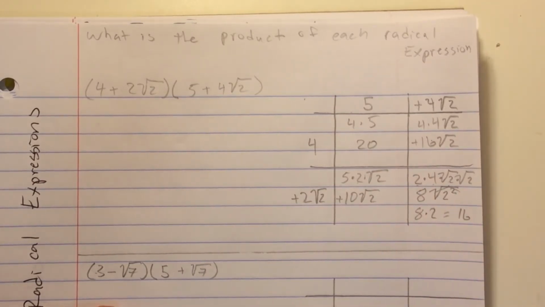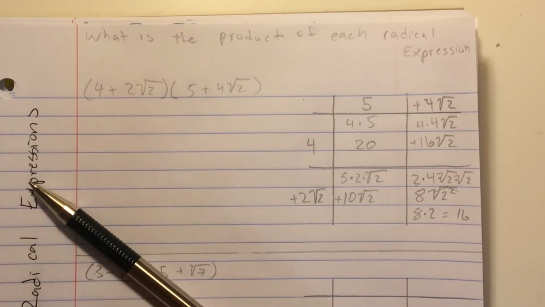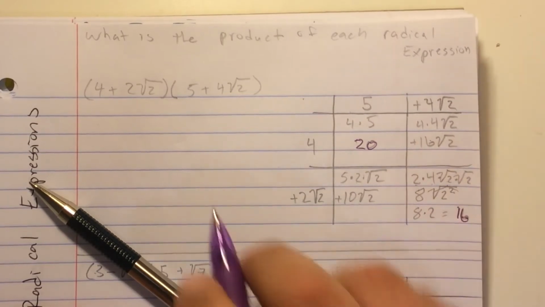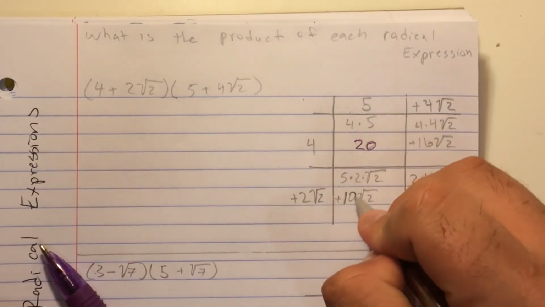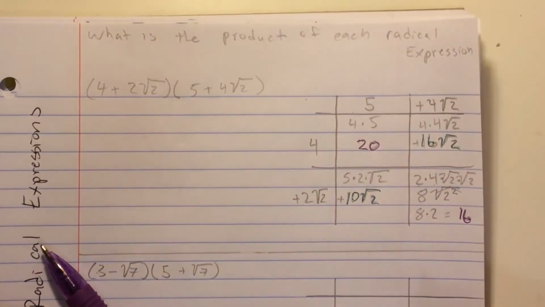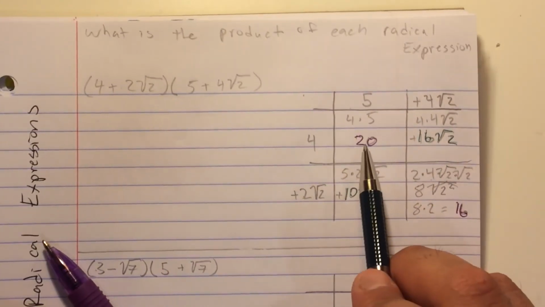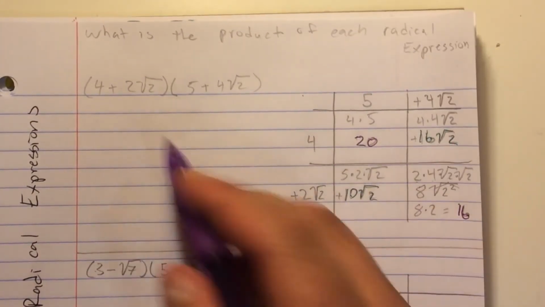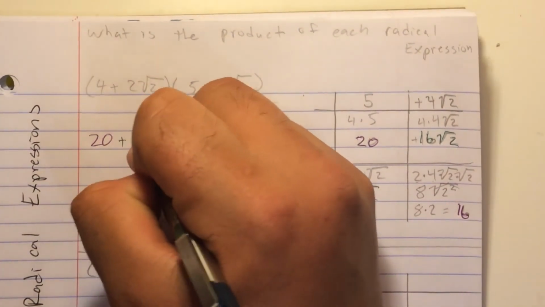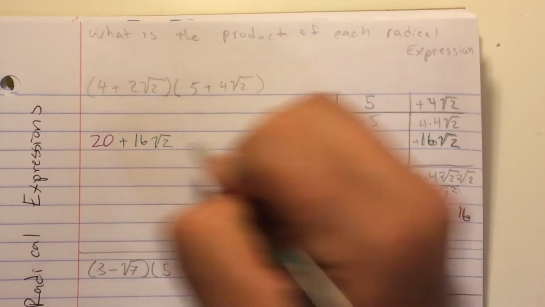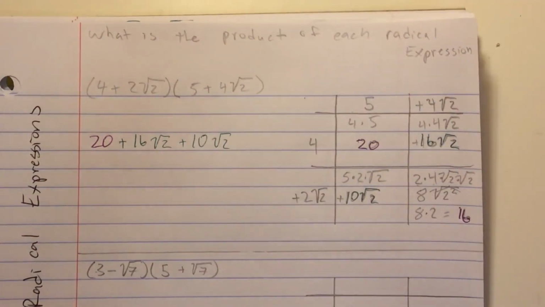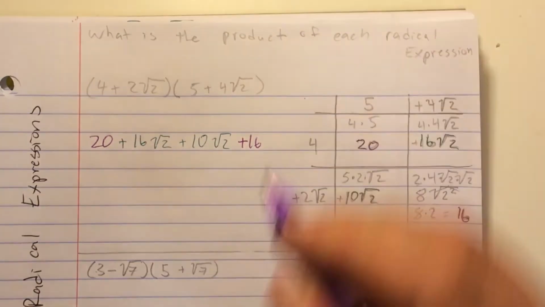Just like when we're doing these things, I'm going to rewrite these as my two numbers here. So this is going to be my 20 and my 16. And these are going to be my 10 radical 2 and my 16 radical 2. I don't know if you remember, but whenever we do this, usually this is the number that goes out in front. So we would have our 20, then we'd add our plus 16 radical 2 plus 10 radical 2, and then our plus 16.